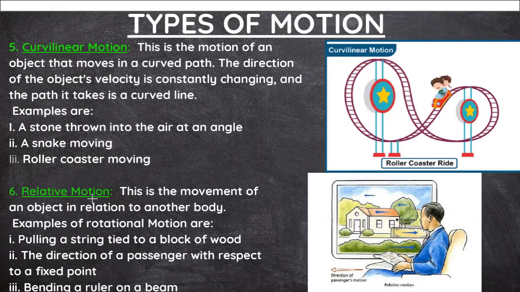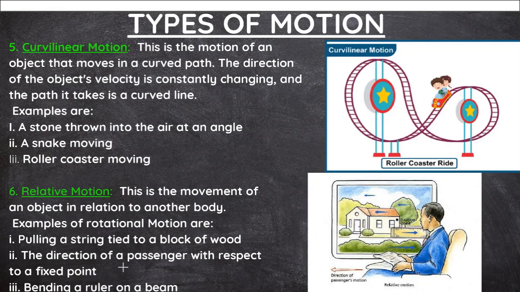Okay, so the next one is relative motion. What exactly is relative motion? This is the movement of an object in relation to another body. The examples are pulling a string tied to a block of wood. Now, if you are pulling a string that is tied to a block of wood, that is a type of relative motion. We also have the direction of a passenger with respect to a fixed point.